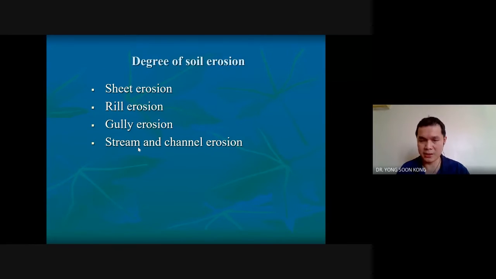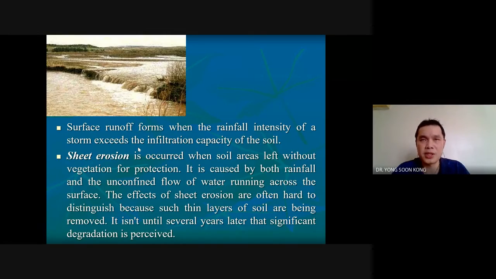It begins with sheet. Okay, so let's start. What is sheet erosion? Sheet is like, in Bahasa Melayu, we call it kepingan. So that gives you an impression that it happens on a flat surface. And it is true. Usually sheet erosion is the beginning of all erosion. It happens on flat lands. You cannot see it. It moves slowly. Water moves slowly due to the flatness of the surface.